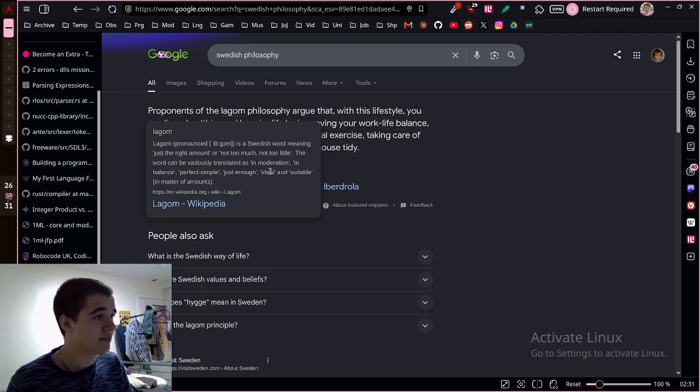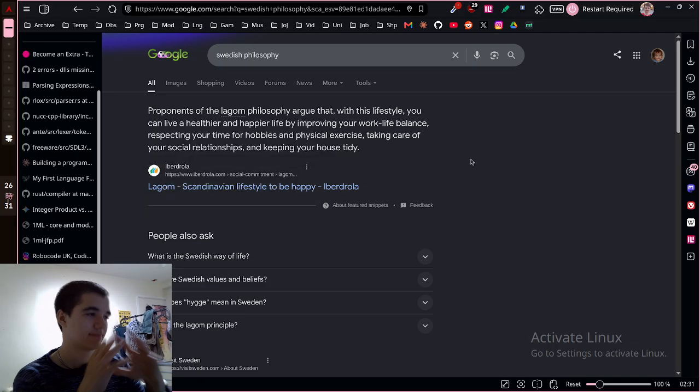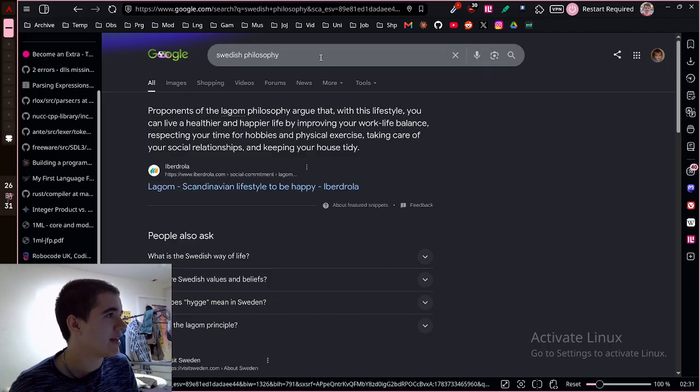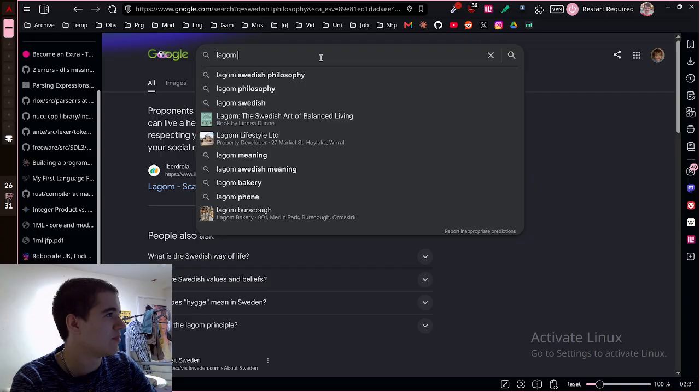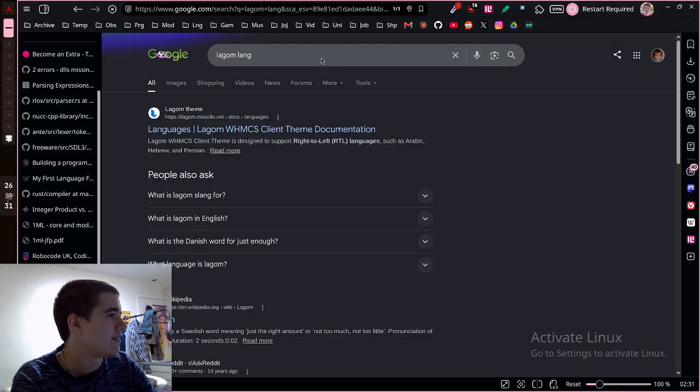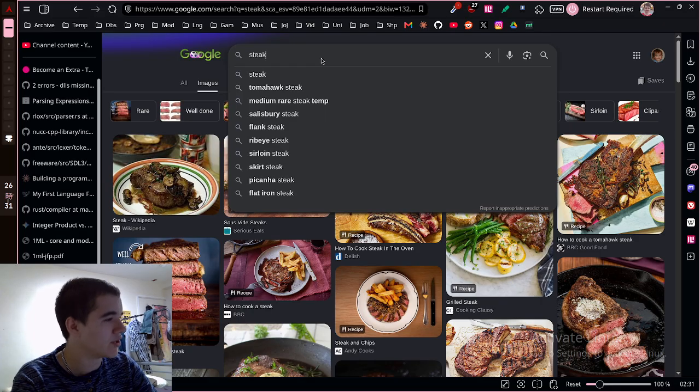Or suitable. Ideal is different. Ideal. But no, because many things are not ideal. Lagom would be an interesting language, though. Lagom lang. That'd actually be a cool language. Lagom. But also obviously on the nose.